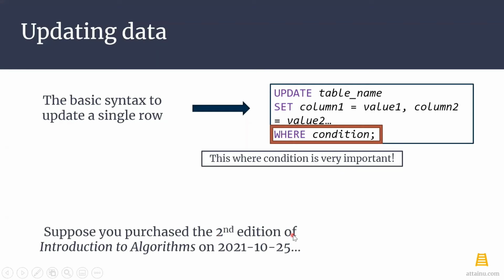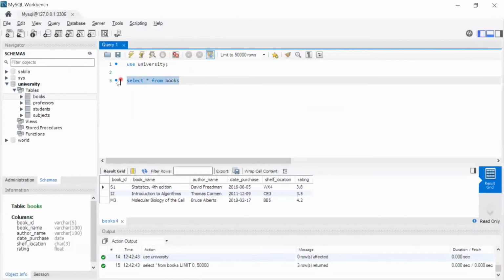Suppose you purchased the second edition of Introduction to Algorithms on the 25th of October, 2021. And so you've got a new edition of a textbook and you don't want to stock the old edition anymore because it's out of date. So let's look at how we can do that.